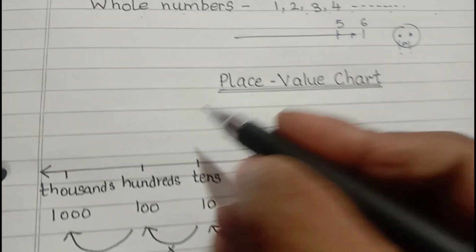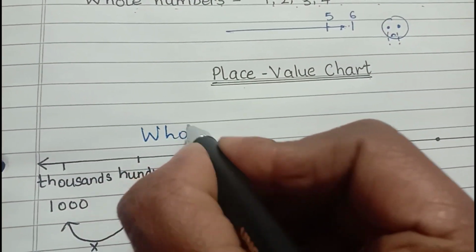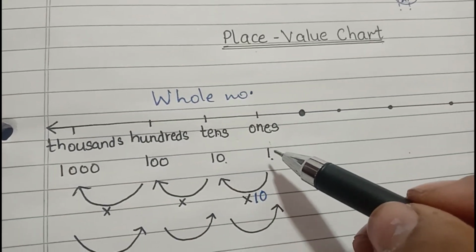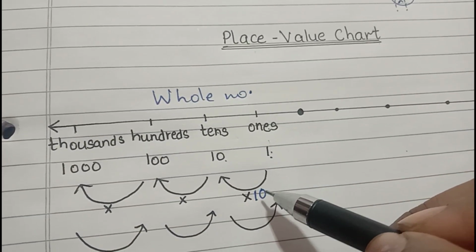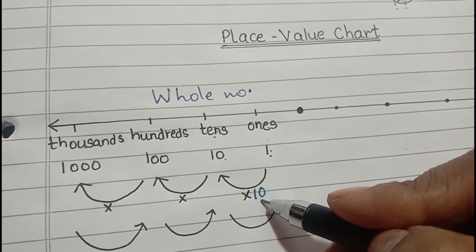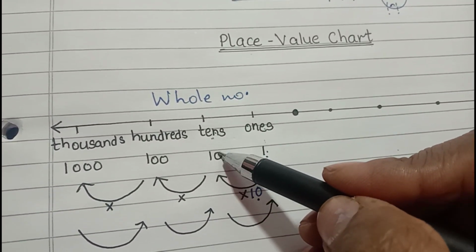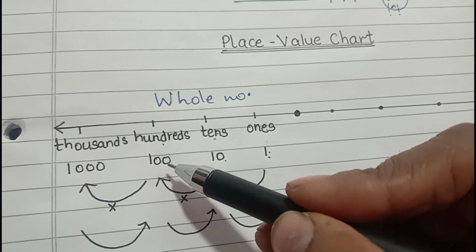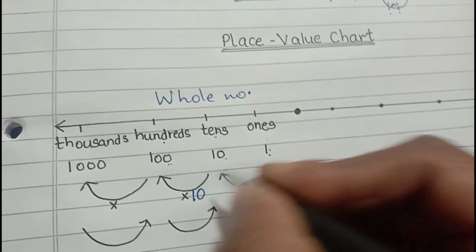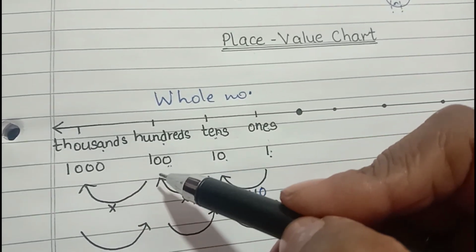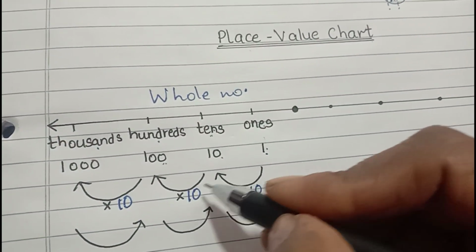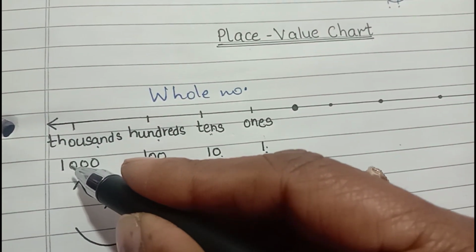You know the place value chart of whole numbers. This is the place value chart of whole numbers. If you see 1, then the second place is tens, which is multiplied by 10. Then from tens we have the hundreds place. From 10 to 100 means again multiplying by 10. Then the thousands place, again multiplying by 10. So every time we are multiplying by 10 and jumping to the next place.